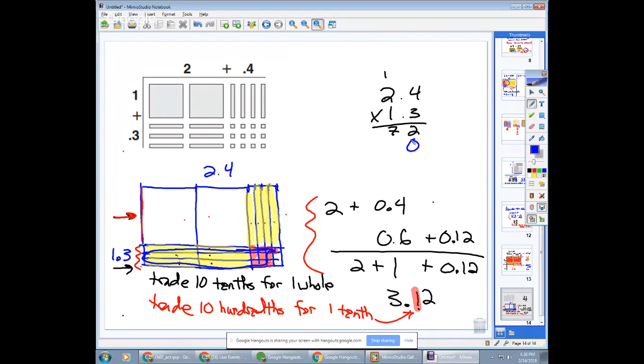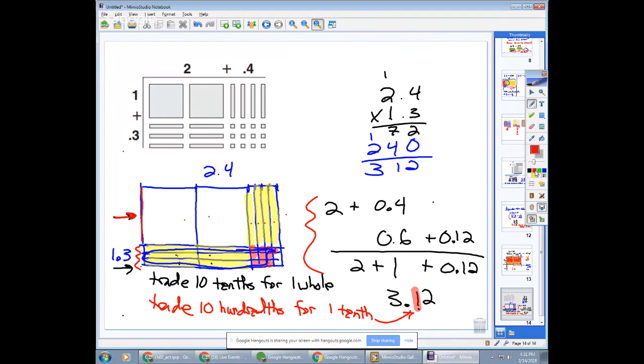I put a placeholder in, 0 is the best choice for a placeholder. Don't leave it blank, don't put an X, put a 0 in. And then move on to 1. 1 times 4 is 4, 1 times 2 is 2. And then we reconcile this. 2 and nothing is 2, 7 and 4 is 11, carry the 1, 2 and 1 is 3.